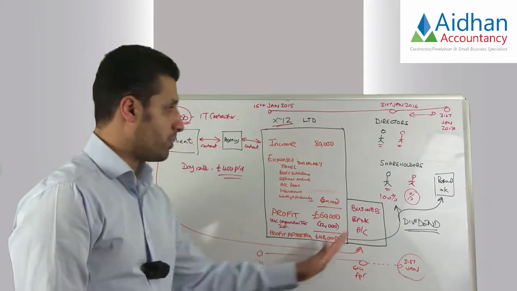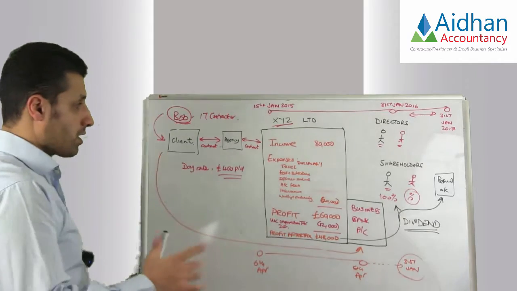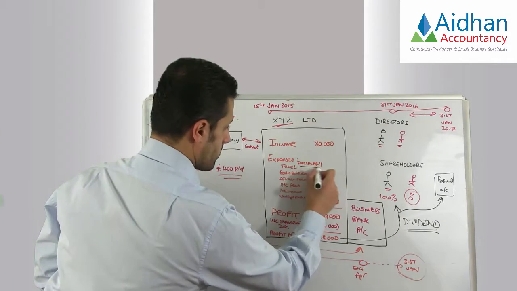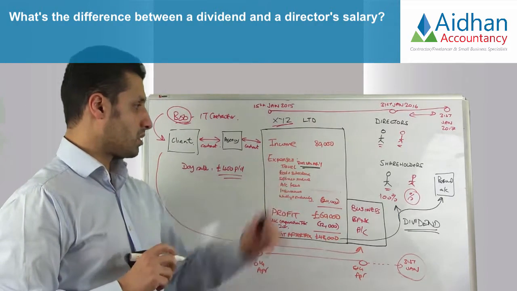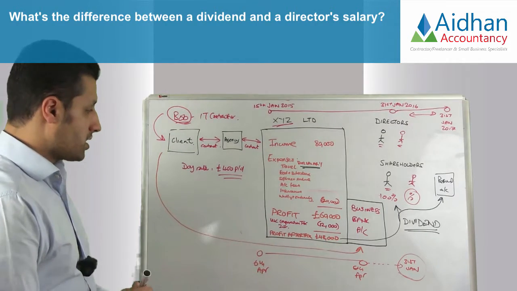Now, that's one way for Bob to pay himself. The other way is through a director's salary, as I mentioned up here, okay? Now, what's the difference between a dividend and a director's salary? Well, a dividend is just that.